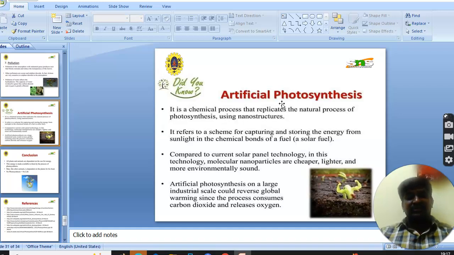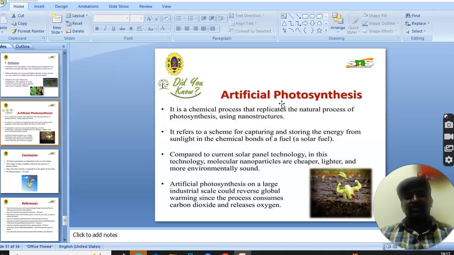The next, we will see artificial photosynthesis. Apart from nature, a chemical process also helps in artificial photosynthesis. It is a chemical process that replicates the natural process of photosynthesis using nanostructures. It refers to a scheme for capturing and storing the energy from sunlight in the chemical bonds of a fuel. Compared to current solar panel technology, in this technology, molecular nanoparticles are cheaper, lighter, and more environmentally sound.